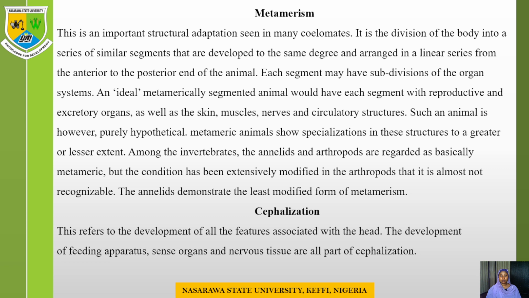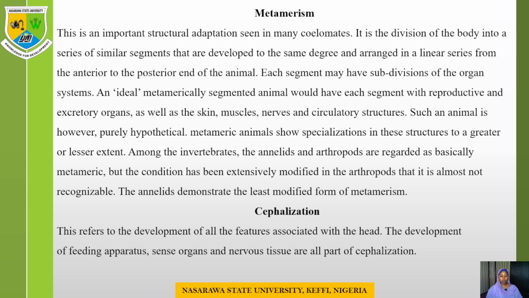An ideal metamerically segmented animal will have each segment with reproductive and excretory organs, as well as the skin, muscles, nerve, and circulatory structures. Such an animal is, however, purely hypothetical. Metameric animals show specialization in these structures to greater or lesser extent. Among the invertebrates, the annelid and arthropod are regarded as basically metameric, but the condition has been extensively modified in the arthropod that it is almost not recognizable. The annelid demonstrates the least modified form of metamerism.